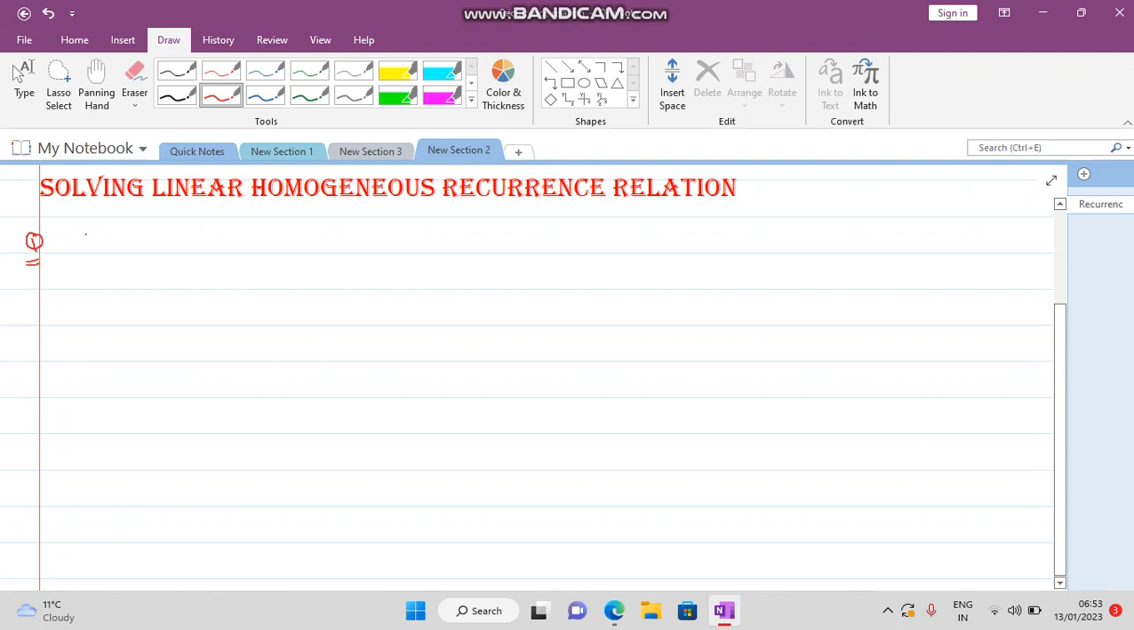Solve a_n - a_{n-1} - 2 a_{n-2} = 0 with these conditions that a_0 = 2 and a_1 = 7.